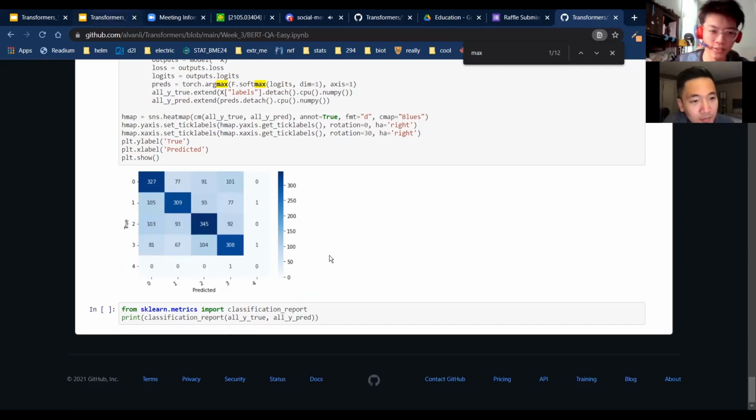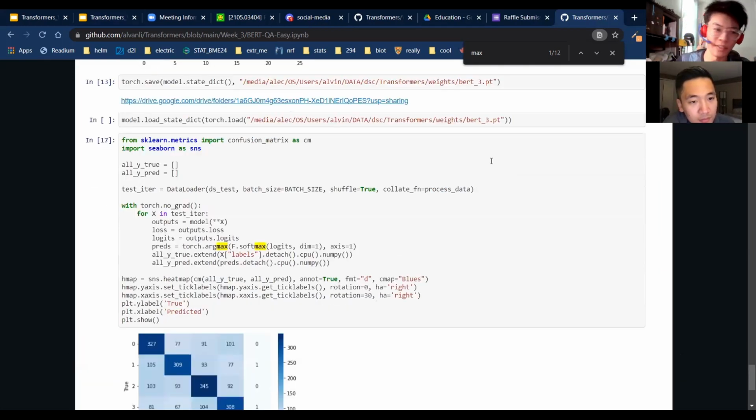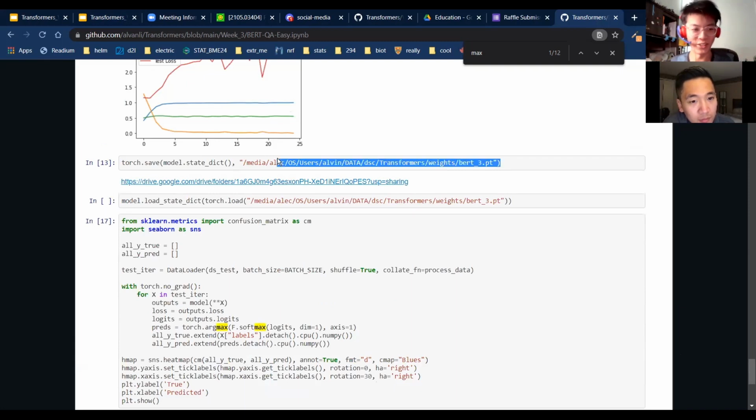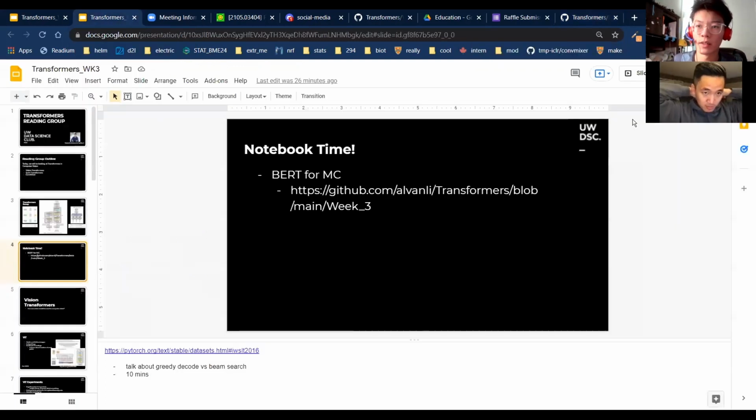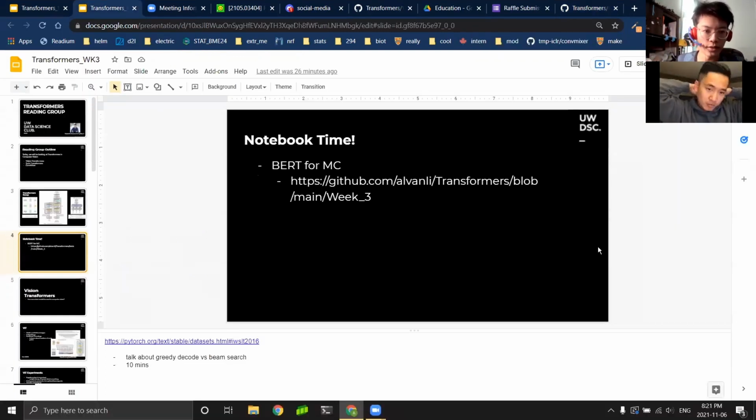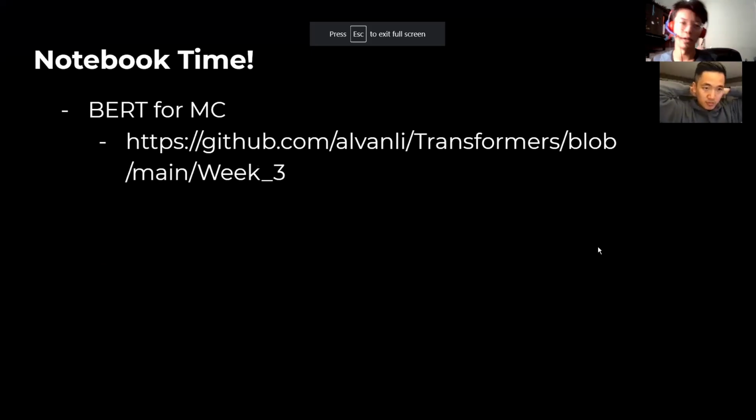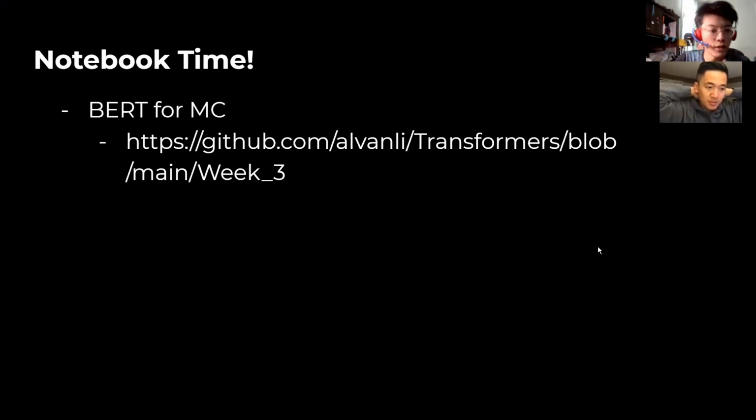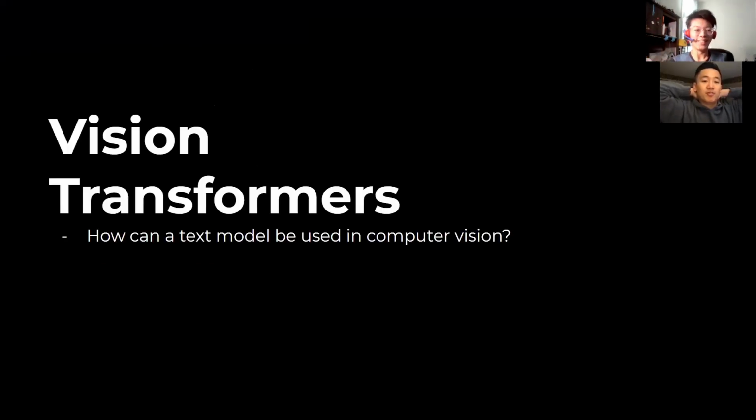That's really it for the notebook. I trained some weights, if you want to use this overfitted weight for anything, it's in the Google Drive link that I sent in the Discord. So this is just a trivial BERT model? Yep, this is a BERT model. This week we're just doing vision transformers. Oh, interesting.